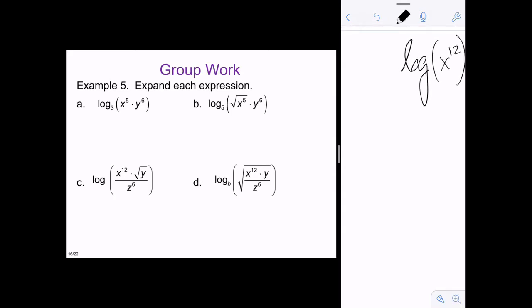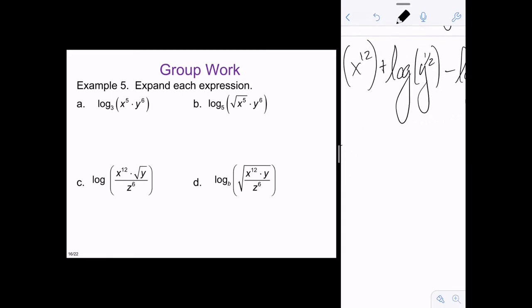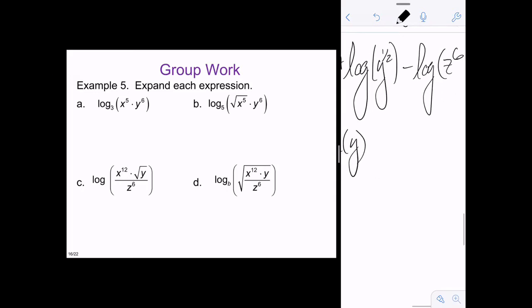Ready? I'm going to look at each one. So this one, what happens here? Take that 12 and bring it outside. So 12 times log of x plus, what happens here? Take that 1/2, bring it outside. 1/2 log of y. And then finally, that negative still stays negative. What happens to the 6? You bring it outside. I don't know why that keeps happening. I'm just going to erase the whole thing. It's driving me crazy.